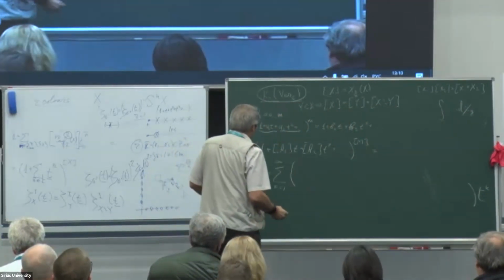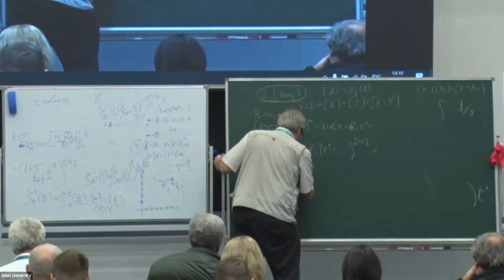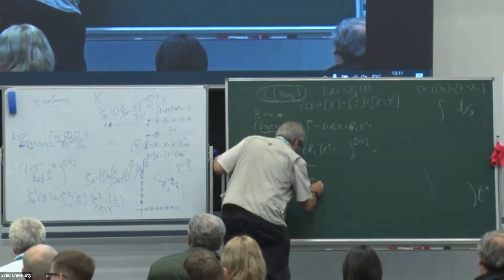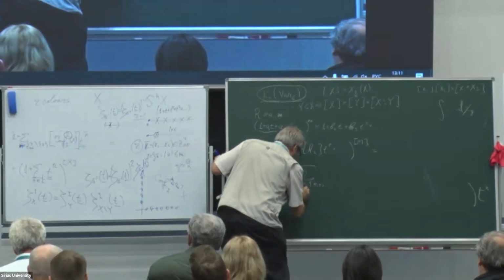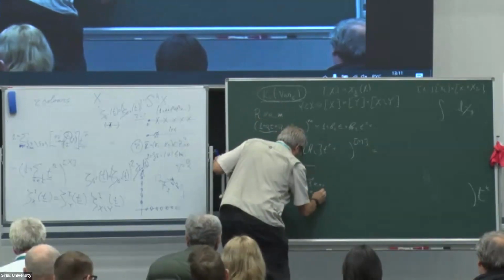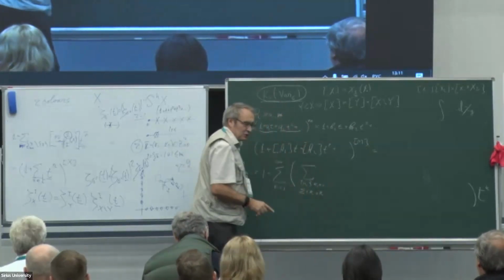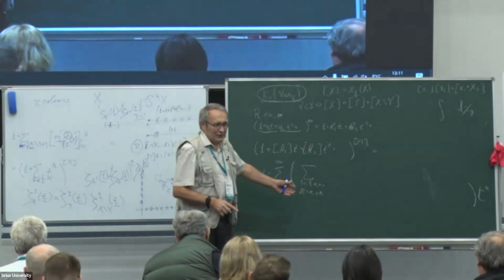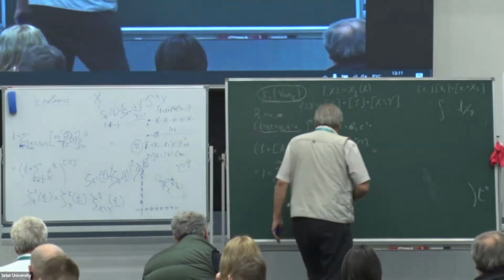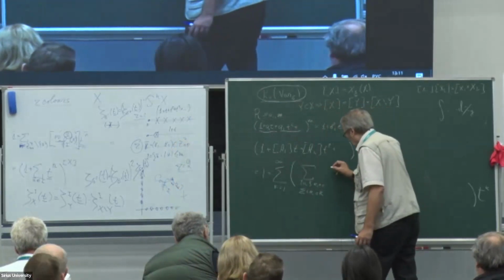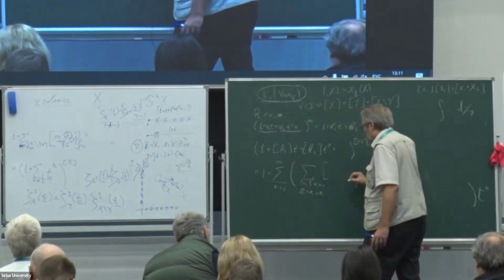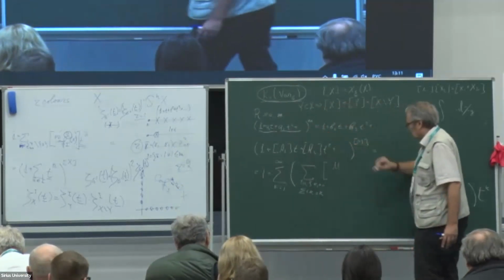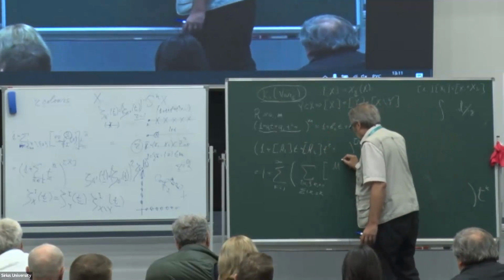And the answer is the following: you have to take the sum over all partitions of k. This means a set of ki, where ki should be greater than or equal to 0, so that the sum of i ki is equal to k. So ki are partitions of k. It means k1 is equal to 1, k2 is equal to 2, and so on. And here you have to write the classes of the following varieties. You take M, this quasi-projective variety, in the power sum of ki.